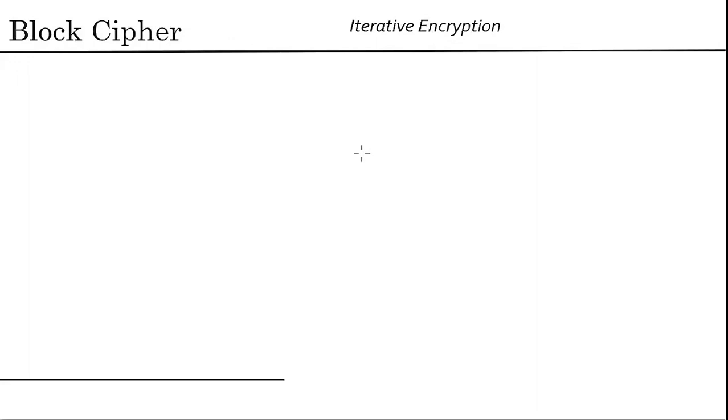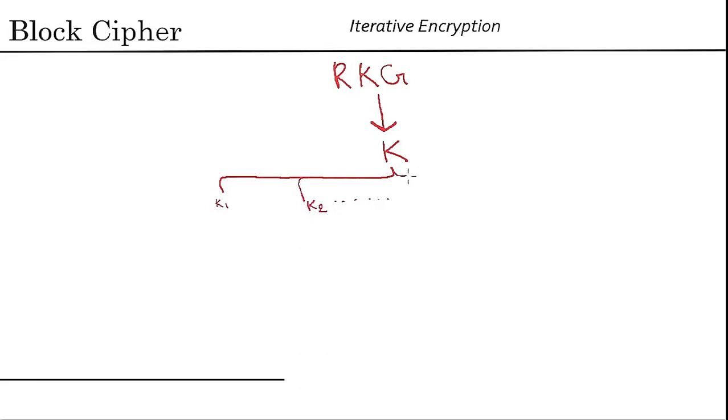Now let's have a look at what iterative encryption looks like. We first start with a random key generator to get a randomly generated key, let's call it K. Then we get multiple subkeys from K via a subkey derivation algorithm. So we get K1, then K2, and so on until we reach the final subkey KR.